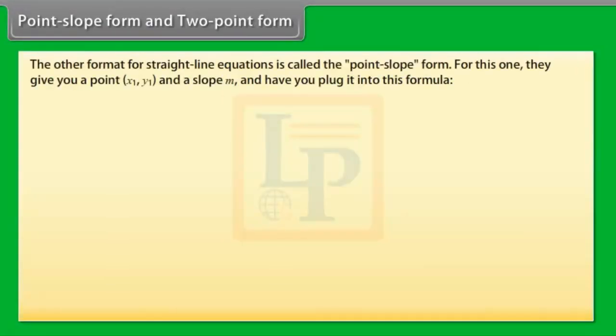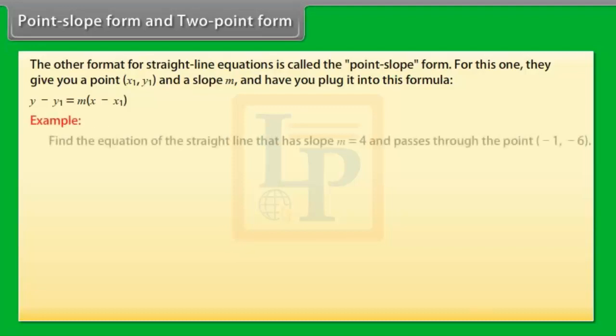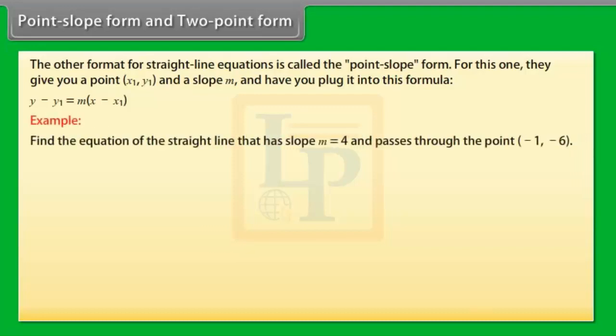Point slope form and two-point form. The other format for straight line equations is called the point slope form. For this one, they give you a point (x1, y1) and a slope m and have you plug it into this formula: y minus y1 is equal to m into (x minus x1). Example. Find the equation of the straight line that has slope m is equal to 4 and passes through the point (minus 1, minus 6).